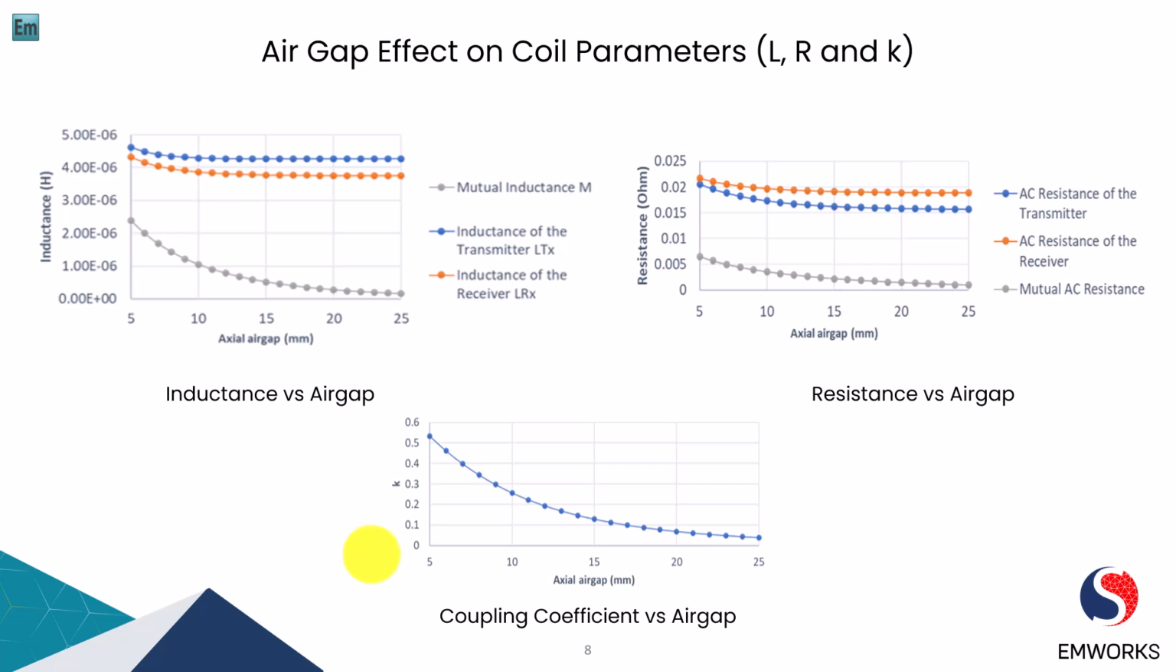We can also similarly see the effect for the resistance. And finally, we have the coupling coefficient. The coupling coefficient is a measure of the magnetic coupling between the transmitter and receiver coils. As the air gap distance between the transmitter and receiver coil increases, the coupling coefficient decreases, again resulting in a decrease in the efficiency of power transfer.